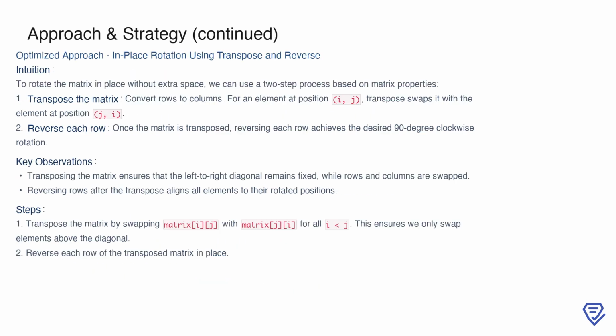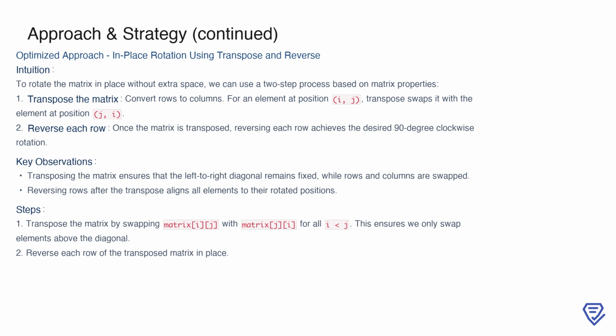To overcome the limitations of the brute force approach, we can opt for an optimized method that performs the rotation in place, avoiding the need for extra memory. This method leverages 2 key operations, transposing the matrix and then reversing each row. First, transposing the matrix involves converting rows into columns. For this, every element at position i, j is swapped with the element at position j, i, but only for indices where i is less than j to avoid redundant swaps. Once transposed, the matrix still doesn't appear rotated.